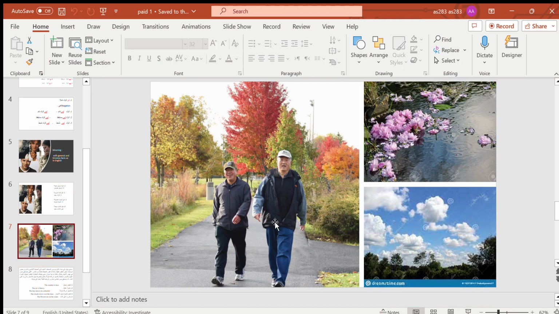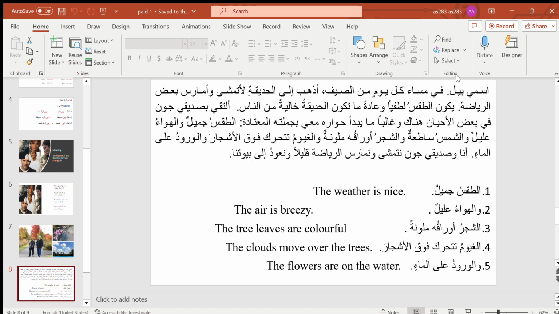And here, where are these two people now? So they are in a park. This is a beautiful park, in fact. And if you look up the word park in this paragraph, how is it used in Arabic? What is the word used in Arabic to mean park? اسمي بيل. في مساء كل يوم من الصيف أذهب إلى الحديقة. He goes to the park. Okay, he goes to the park.